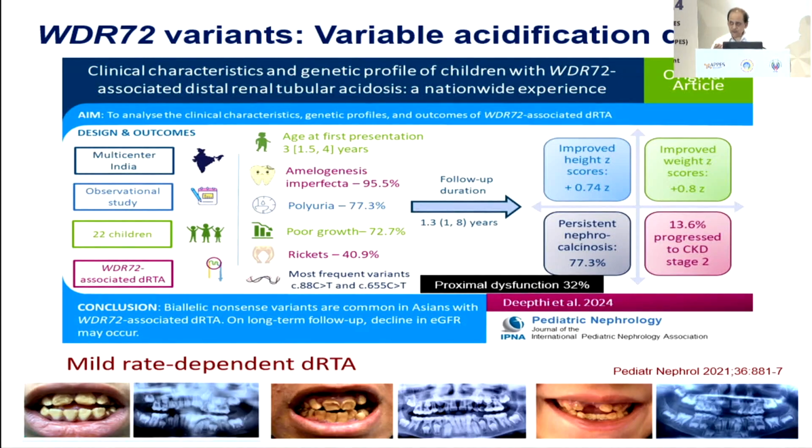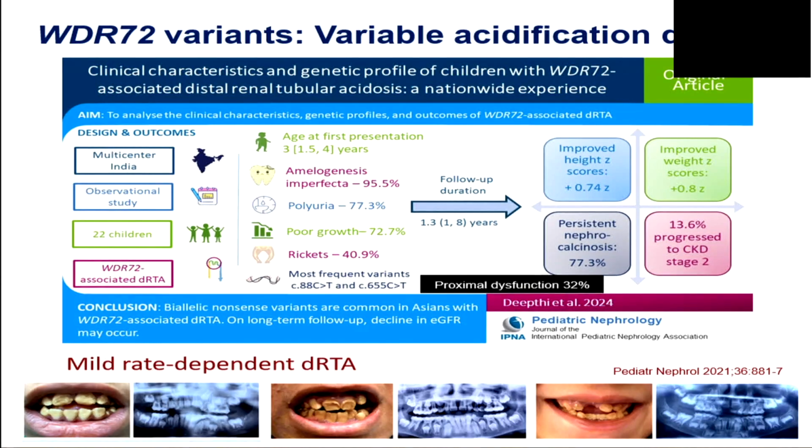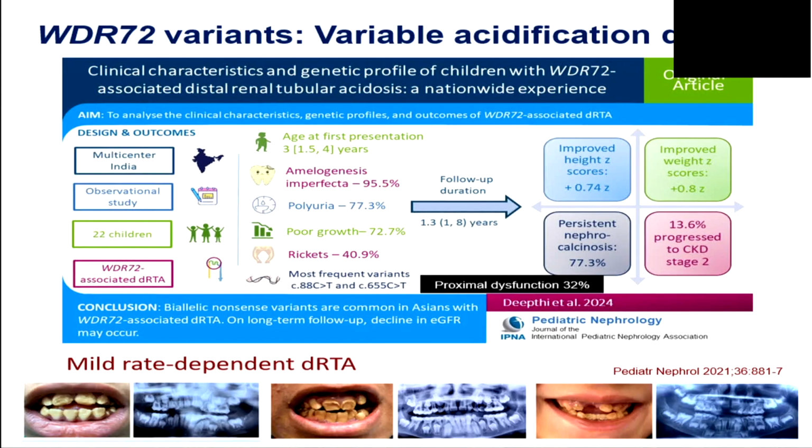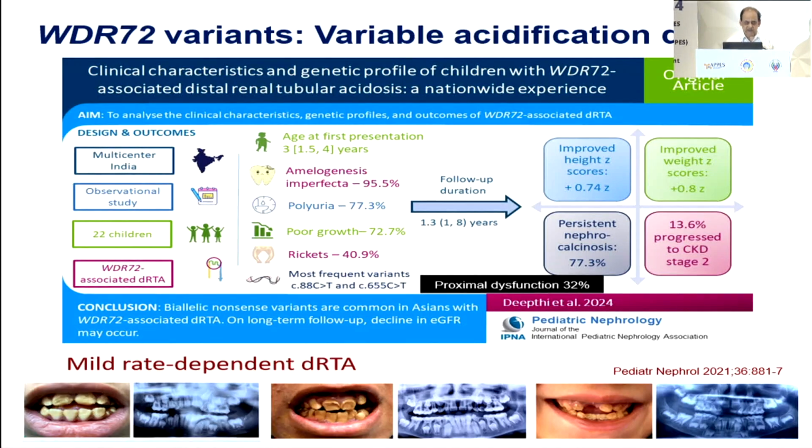And the latest gene that has come into this picture has been WDR72. These were kids who presented to us with amelogenesis imperfecta, and you can see the teeth here. Clearly there is lack of formation of the enamel, and along with distal RTA, they did not have deafness, and they had a very mild rate-dependent RTA. This data has been summarized and recently published in Pediatric Nephrology from JIPMER, reporting almost 20 patients from across the country, again showing marked amelogenesis imperfecta, polyuria, rickets, and so on.